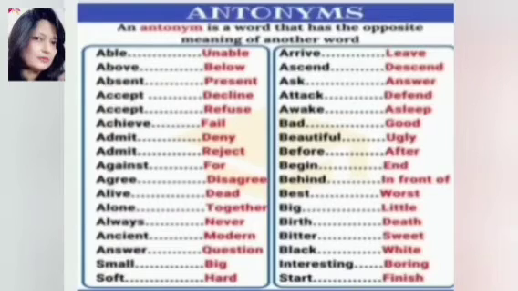Now, I'll tell you some examples of antonyms. Like I already said, an antonym is a word that has the opposite meaning of another word. Able, unable. Arrived, leave. Above, below. Ascend, descend. Absent, present. Asked, answer. Accept, decline. Attack, defend. Accept, refuse. Achieve, fail. Bad, good. Admit, deny. Beautiful, ugly. Admit, reject. Before, after. Against, for. Begin, end. Agree, disagree.